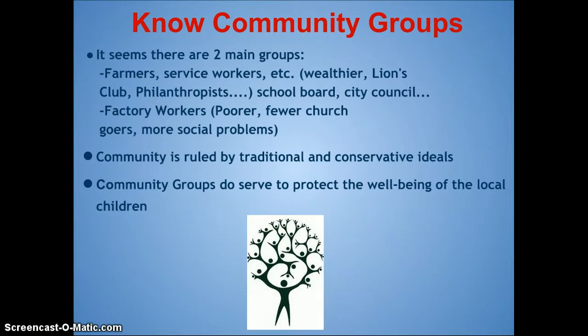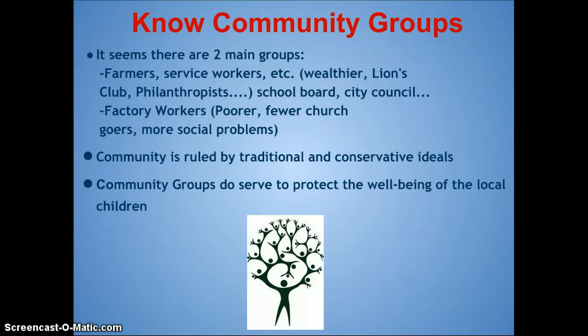Alright. The community groups. In my opinion, it seems that there are two main groups within the community, and these groups are separated economically. You have your farmers, service workers, etc., who tend to be wealthier. They're involved in community groups like the Lions Club, and they are philanthropists. Many people who are a part of this group have established scholarship funds to provide scholarships for students to study after high school. They serve on the school board, the city council, etc.